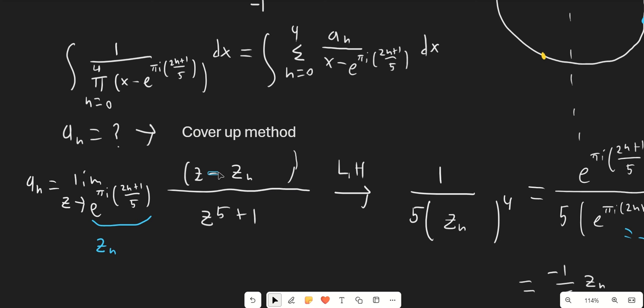And the reason we're doing this right here is because this z minus zn will cancel with the z minus zn in the bottom when we evaluate the limit and give us what we want. However, there's also another way to do this, and that's just using L'Hôpital's rule, which is super easy.